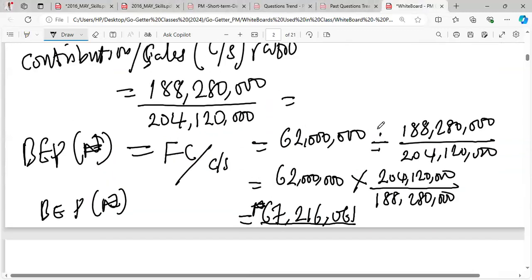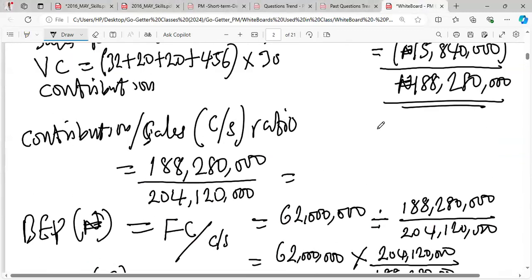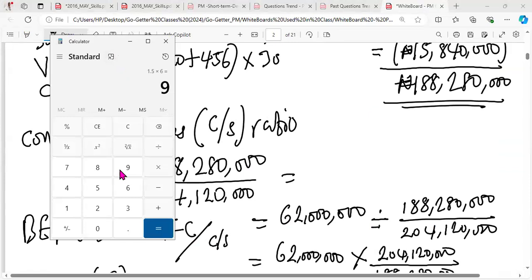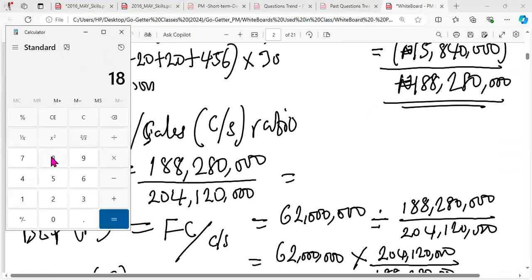Why are we not using 62 million to divide by 0.922? If you divide it, okay, let's do it that way. Where did we get our 0.922? We said 188,280,000 divided by 204,120,000. That is where we get our 0.922. If you do it that way, you are going to get the same answer.